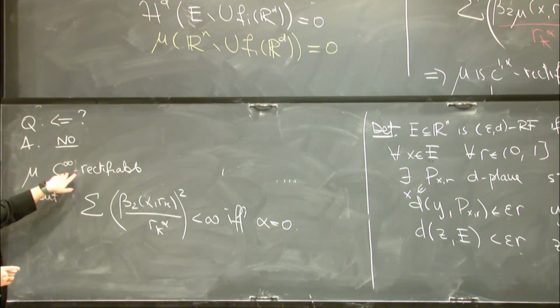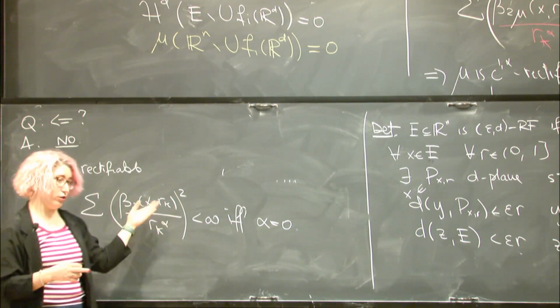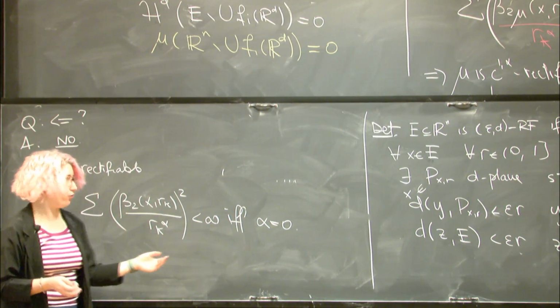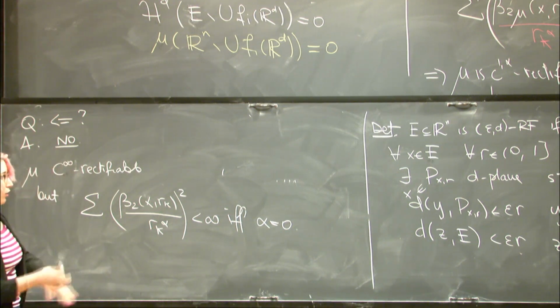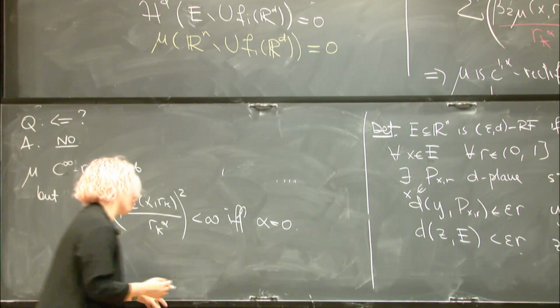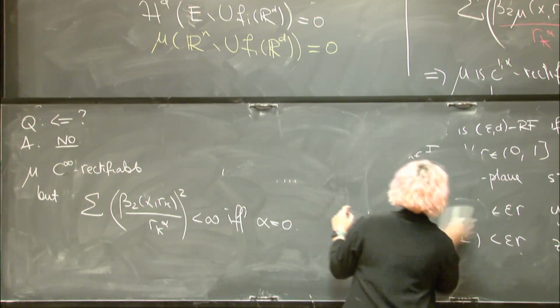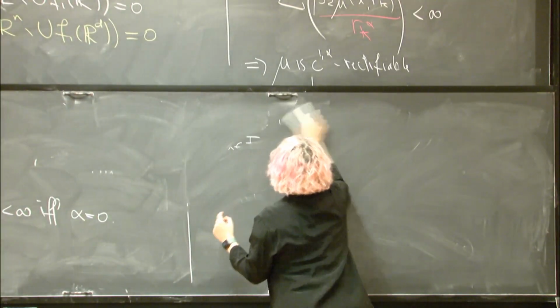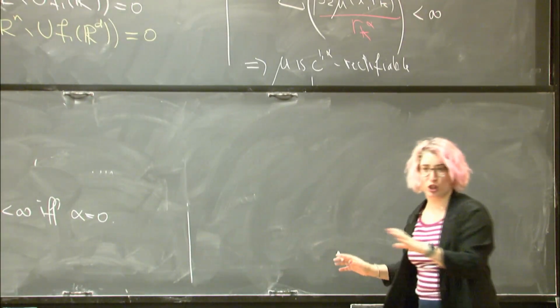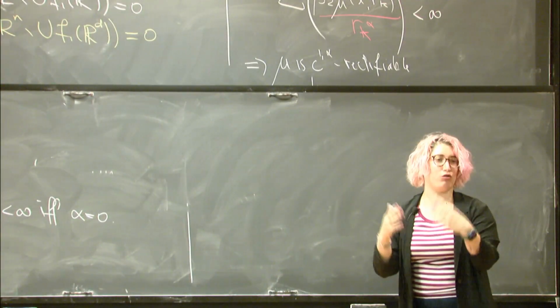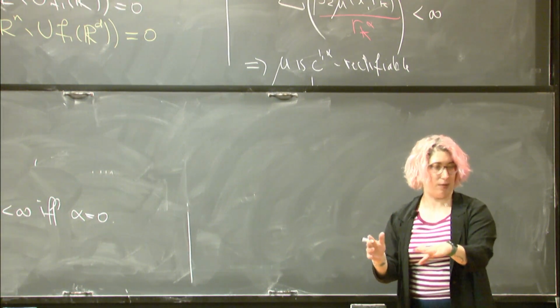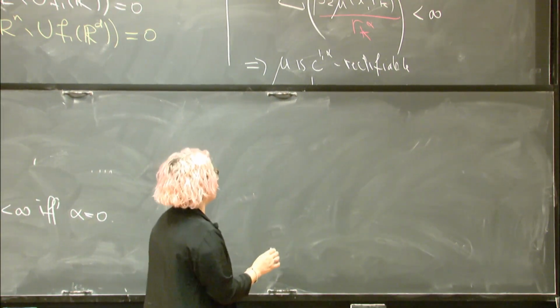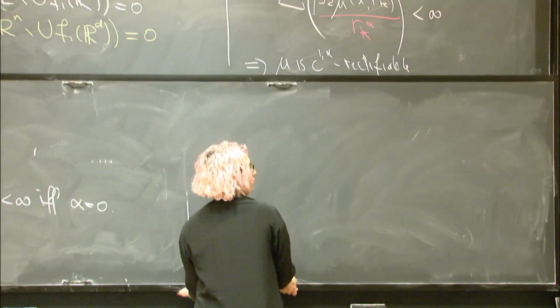So this is infinitely rectifiable, so it's definitely Lipschitz rectifiable. So we already know that if alpha is 0, this thing is going to converge. I'm telling you now that no positive alpha is going to work. And all I'm going to do is a picture here. And now the picture is everything. So if you get confused, please stop me. Also, I'm bad at drawing.